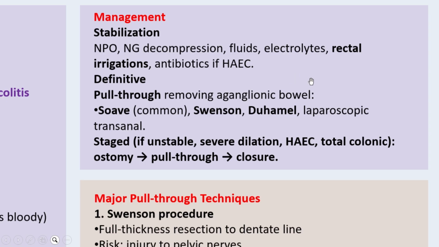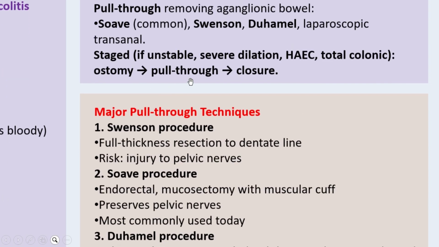Then the definitive management, most of the time we do a pull-through where we remove the aganglionic bowel, or there's resection of that aganglionic bowel, and then there can be anastomosis. And sometimes it can be staged, where we can first remove the aganglionic bowel, and then we do a stoma where the intestine is extruded to the exterior until maybe the child has stabilized more. So if you have an unstable child, or we have severe dilatation, or if we have the enterocolitis, you do not want to go and do an anastomosis within that environment.